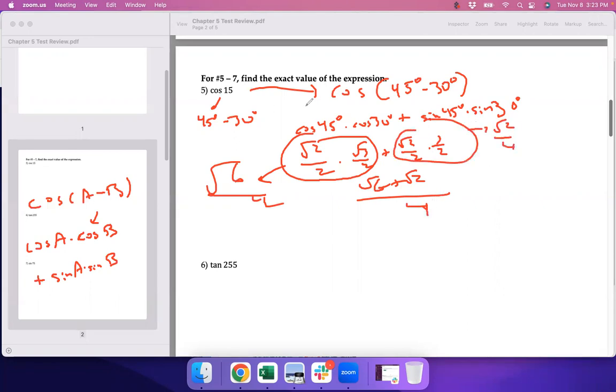Now you could verify this if you were to take a graphing calculator and do the cosine of 15. Make sure you're in degree mode. I think I get 0.965 or 0.966 when you round to the thousandth place. I do root 6 plus root 2 and divide by 4. I do get 0.966. So I know I've done it correctly.